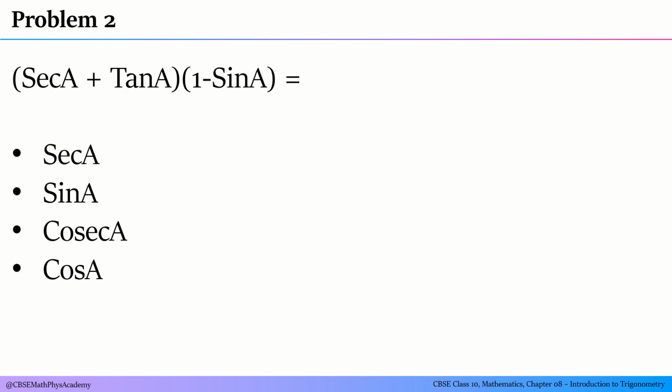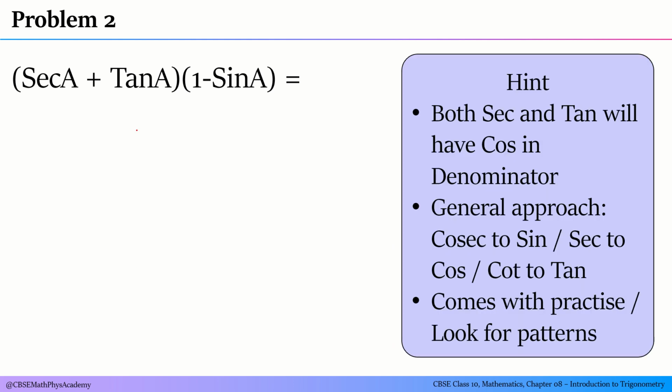So the second problem is sec a plus tan a into 1 minus sin a, and 4 options are given. So how do I proceed with this problem?